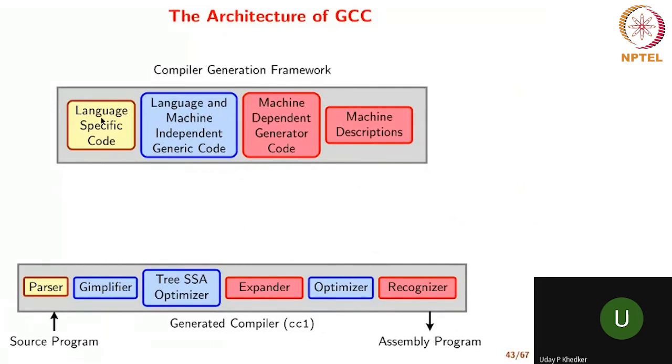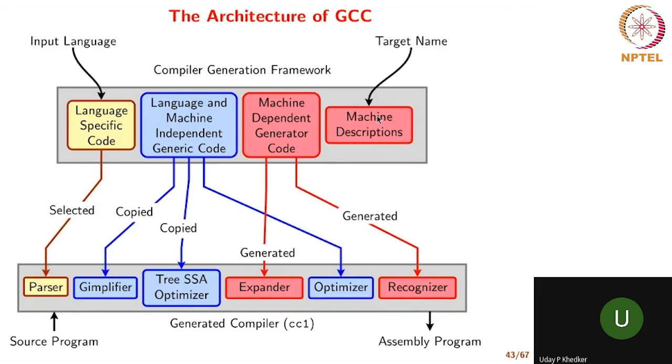So GCC is a compiler generation framework. You have some language specific code, you have language and machine independent code, you have machine dependent generator code, and you have machine descriptions. What you do is build a compiler by giving an input language and a target language. When people work in GCC, that's the development time. Then there is a build time, and out comes a compiler which has a parser, a gimplifier, a tree SSA optimizer, an expander, an optimizer, and a recognizer.